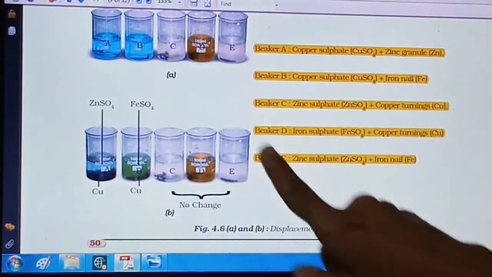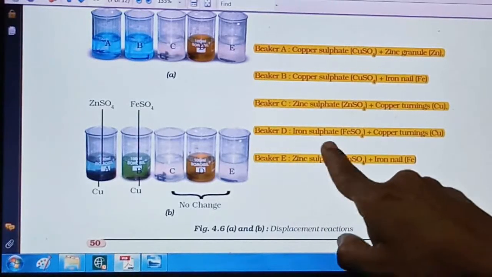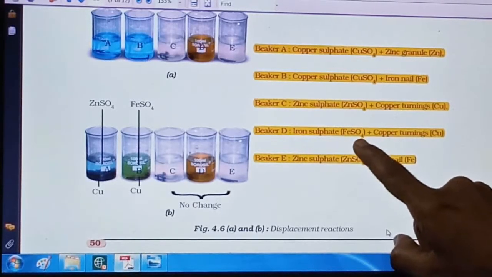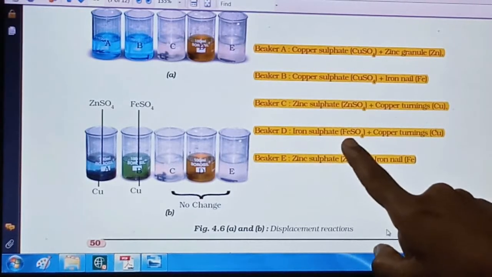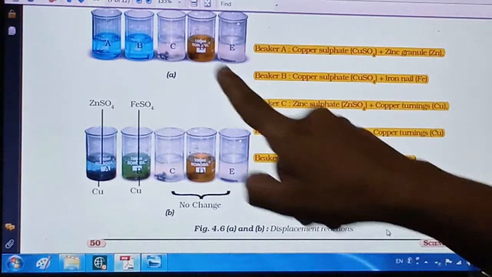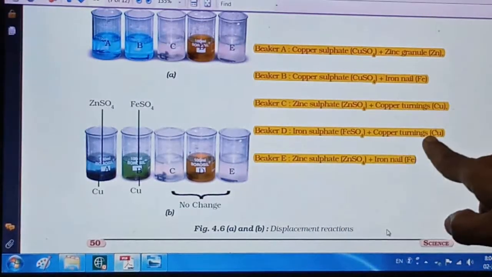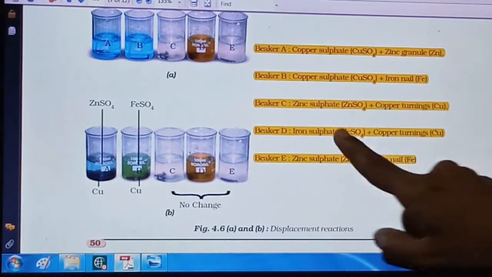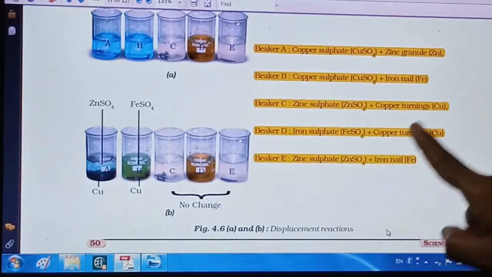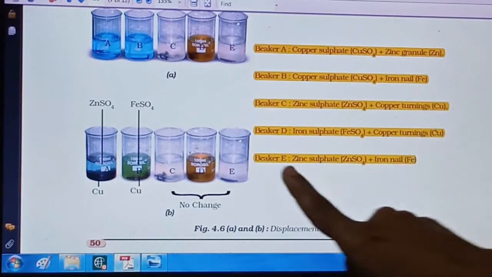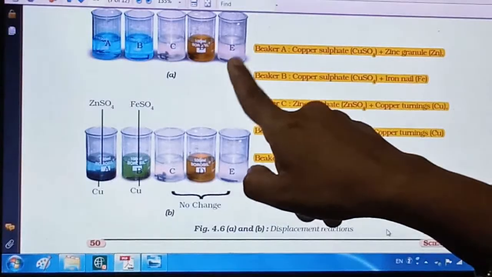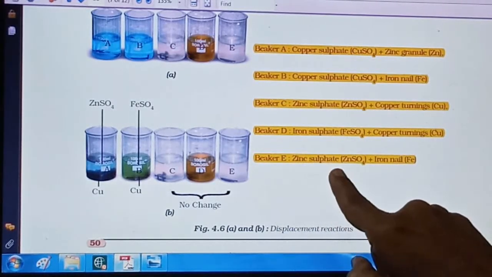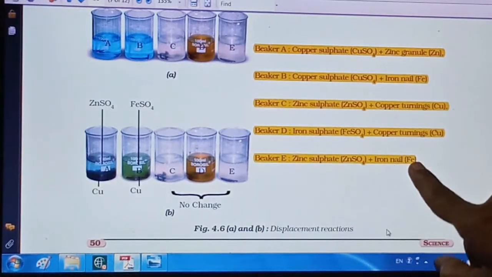Then beaker D is there, that contains iron sulfate. In that the metal is iron and the sulfate group SO4 is there, right? So iron sulfate is FeSO4. Along with the iron sulfate solution, copper turnings are added. Again we have added the metal copper, right? Here the solutions are different and the added metal is the same. Beaker E is the last one, the fifth beaker. In that we have added zinc sulfate solution along with the iron nail, right?